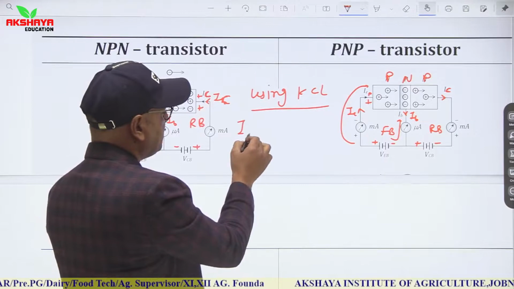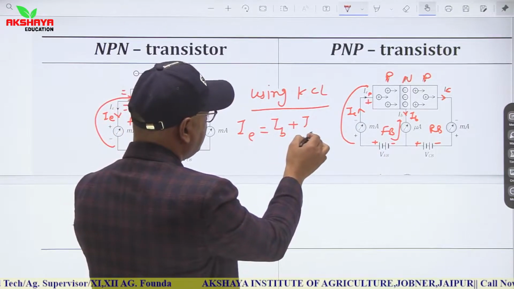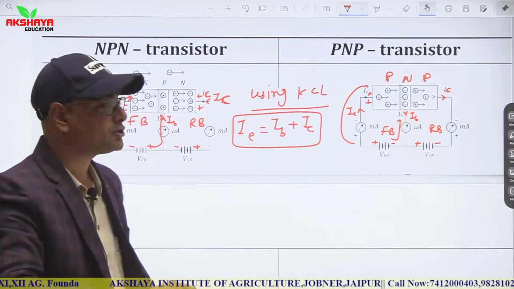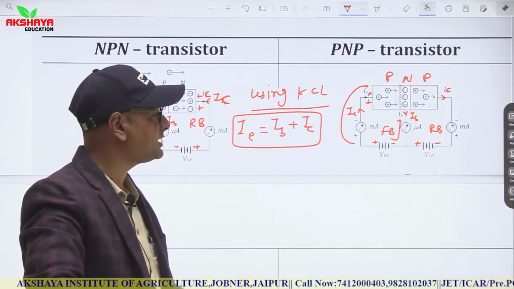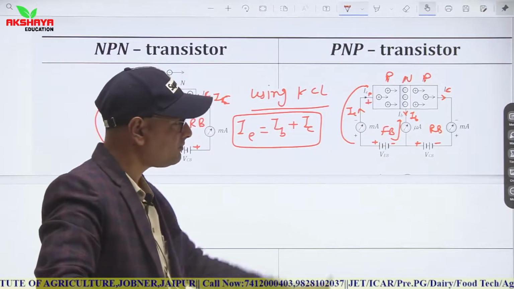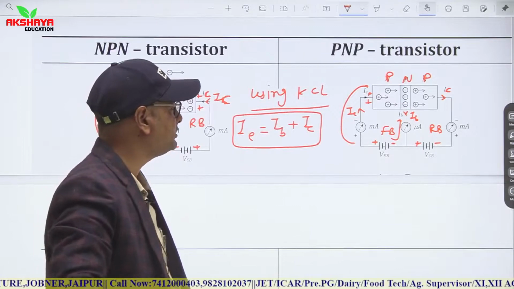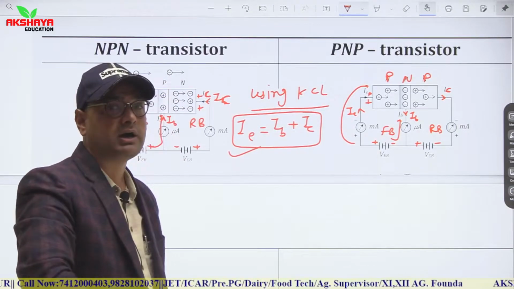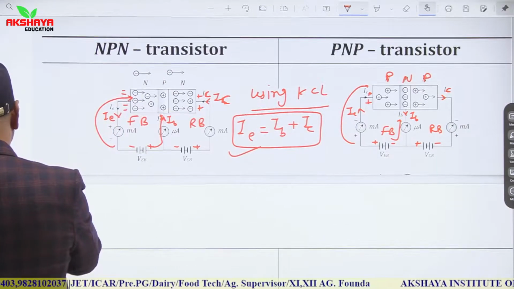So we can say that total incoming current is equal to total outgoing current. So IE is equal to IB plus IC, meaning the total current of the emitter section is equal to the total base current plus the total collector current. Similarly, in PNP also it can be verified. So either it is an NPN or PNP transistor, in both the situations this relation is correct: IE is equal to IB plus IC. So it is the simple working of a transistor.